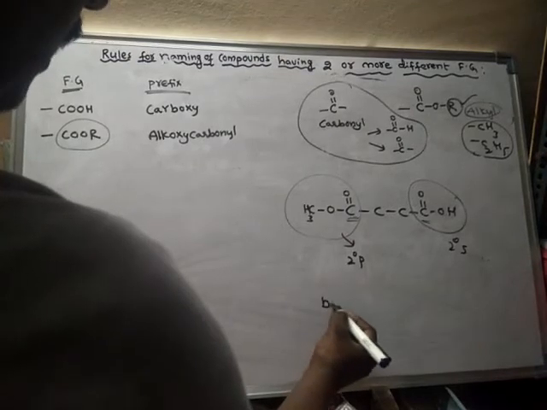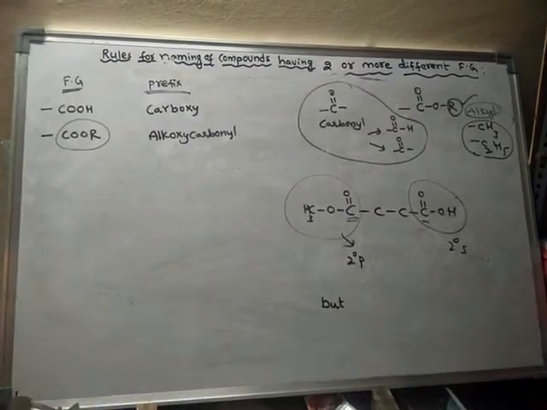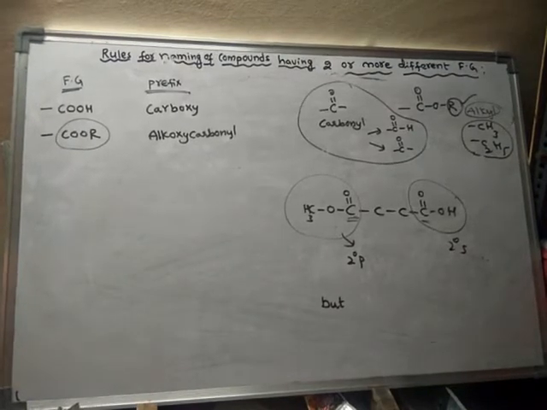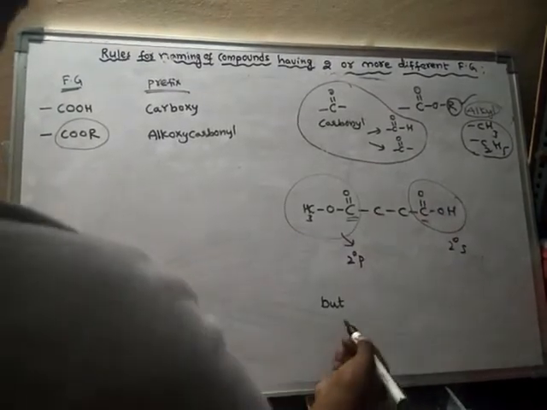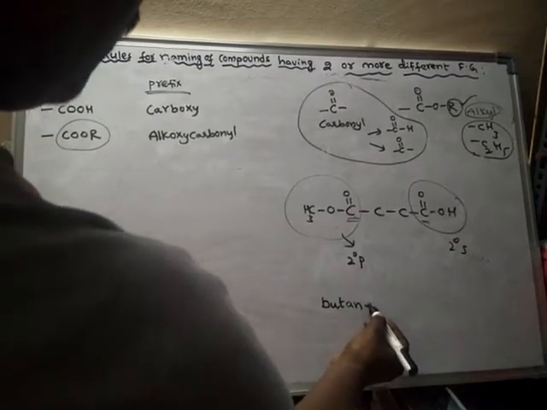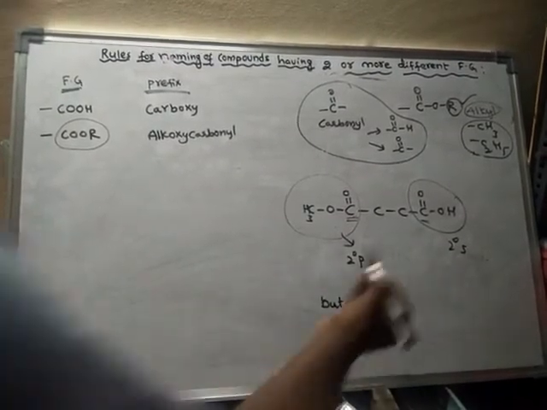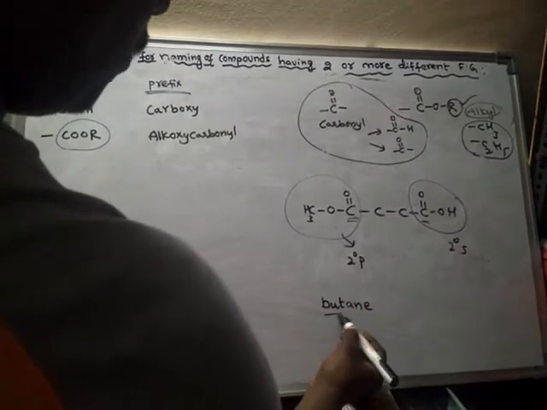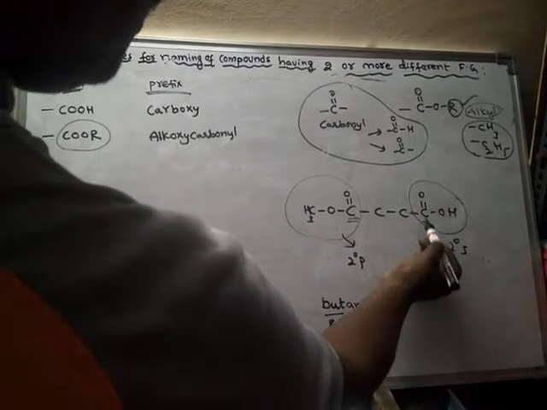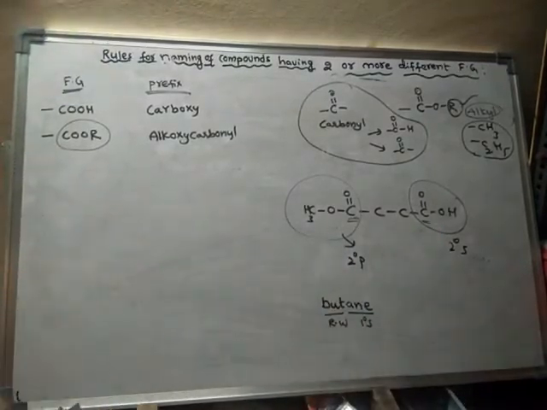So, but, but is the parent chain. Now between carbon atoms there are only single bonds, hence butane. Here this is the root word, this is the primary suffix. So here a secondary suffix is there, a secondary prefix is also there.